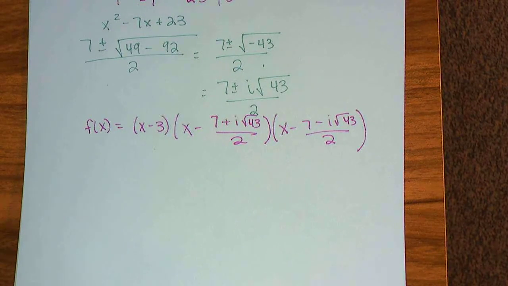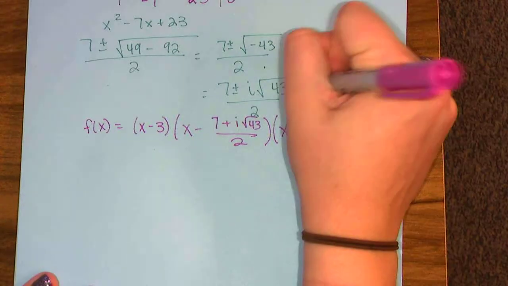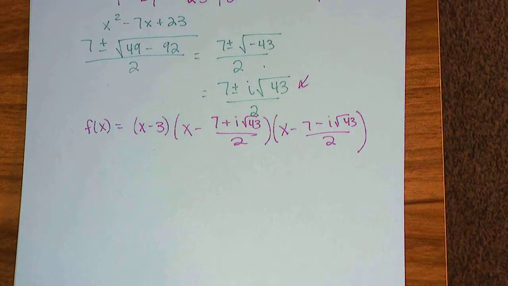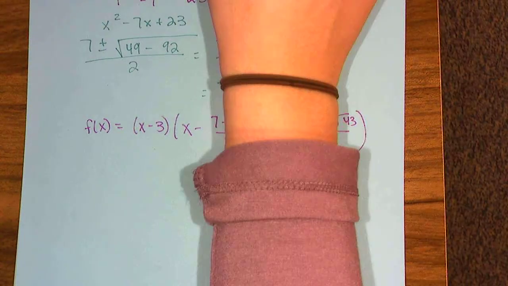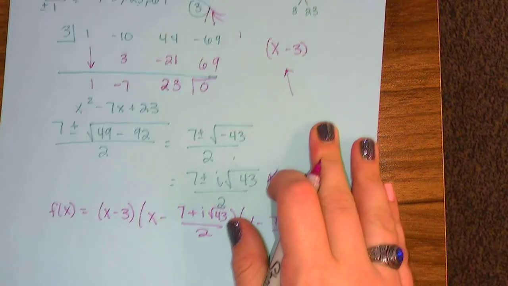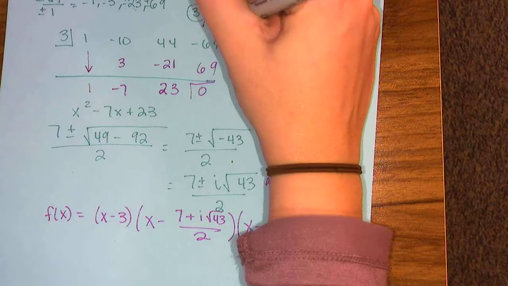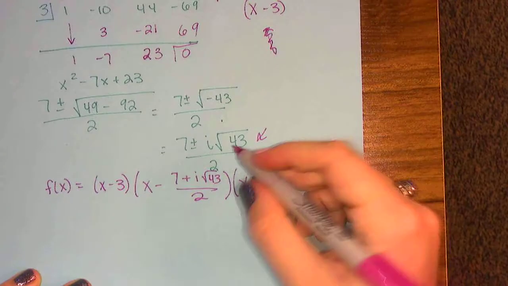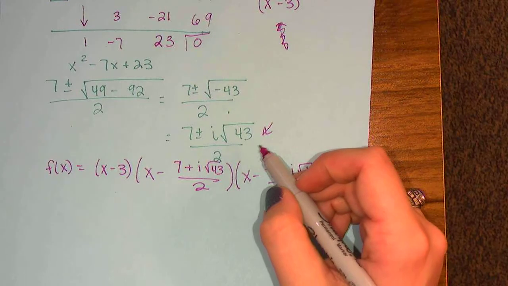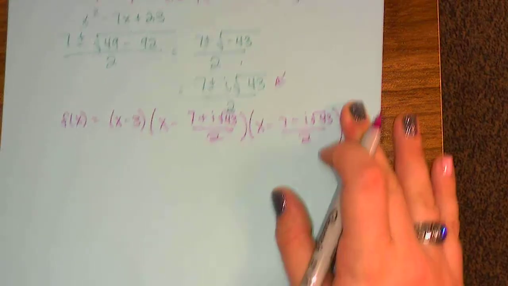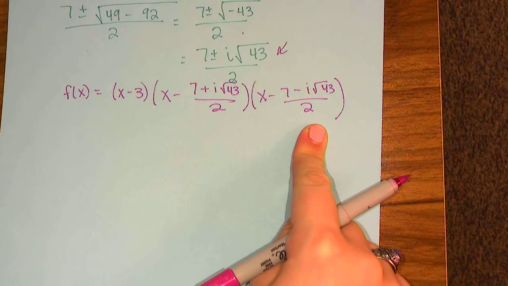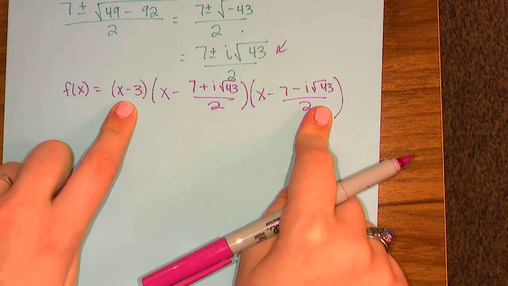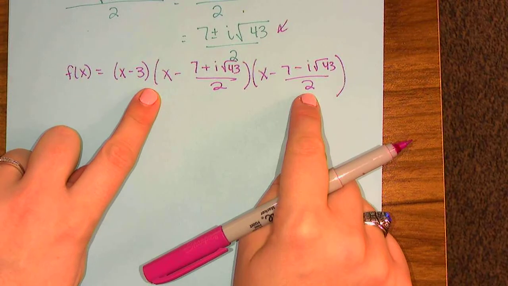So we found the zeros. The zero, technically, was 3. We had 3 was a zero. We had 7 plus or minus i root 43 over 2, which was another zero. And then we wrote the linear factorization. When it says linear factorization, it just means to write it like this. Big fancy word for just write it as stuff in parentheses.